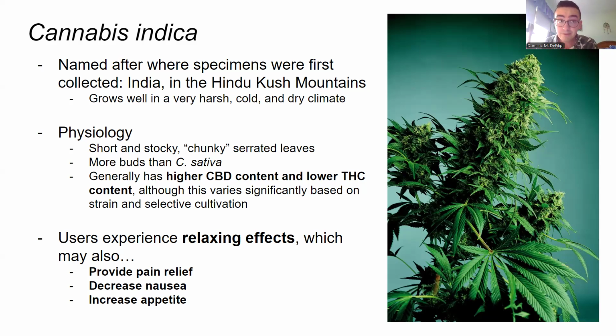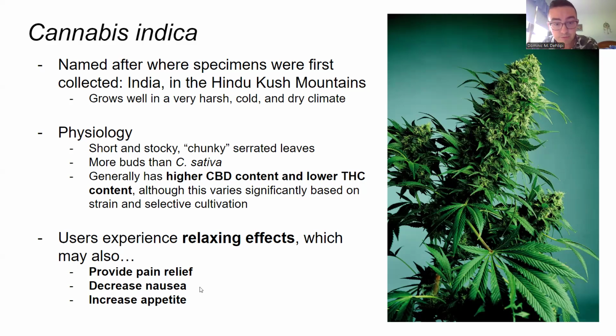However, as a general rule, Cannabis indica has the inverse phytochemical profile to Cannabis sativa. So Cannabis indica has high CBD and low THC. Cannabis sativa has low CBD and high THC content. So because of this high CBD content within Cannabis indica, users usually experience relaxing effects. And CBD is also known to provide some pain relief, to decrease nausea, and to increase appetite.